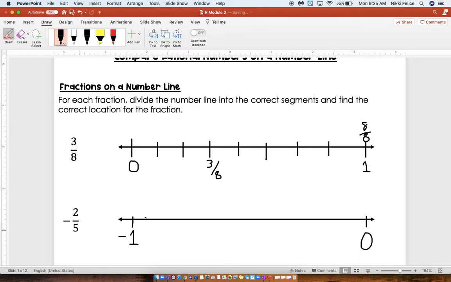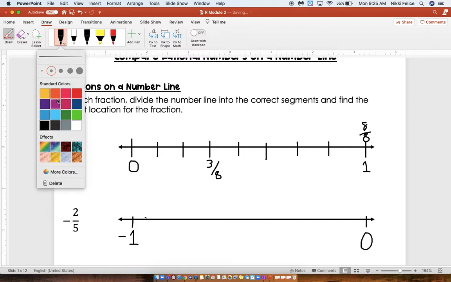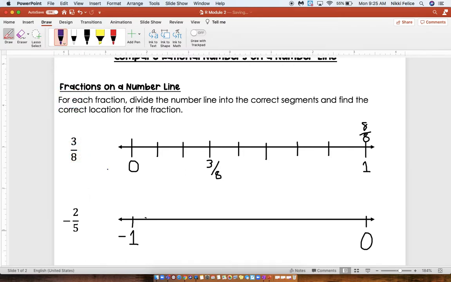For my next fraction, -2/5, because this is negative, our number line is going to be going in the opposite direction. Between 0 and -1 is where I need to put -2/5.